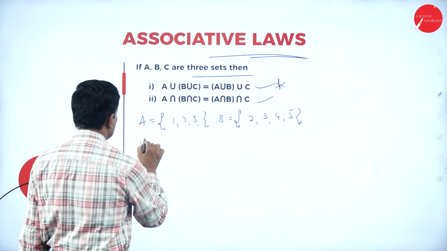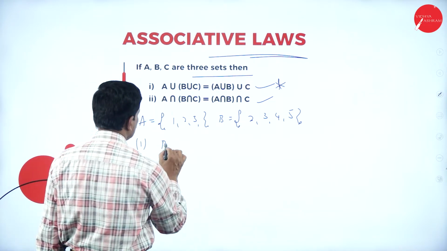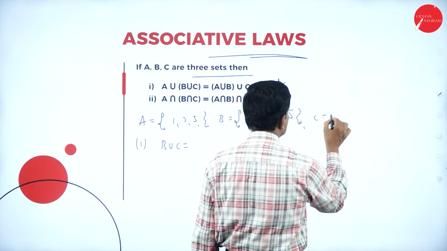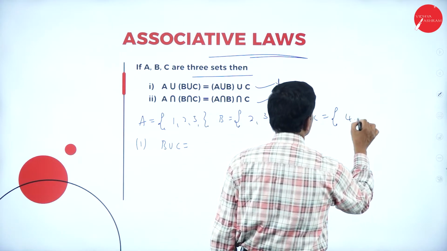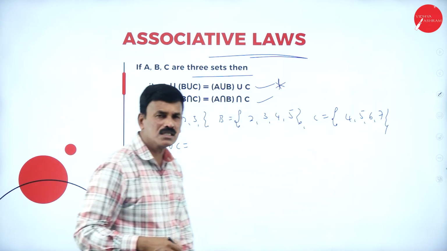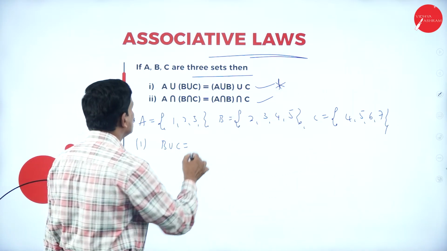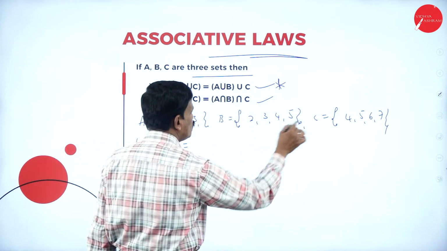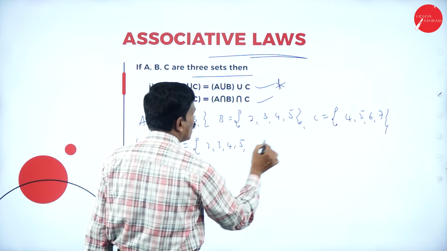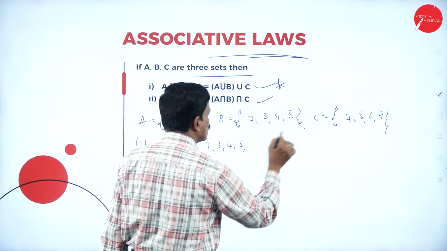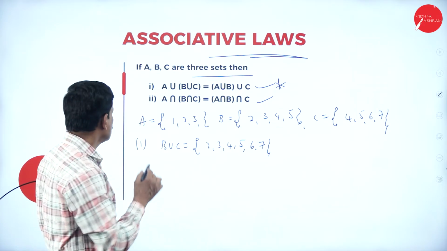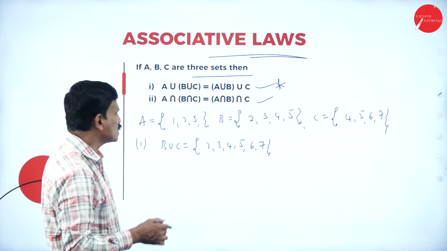First, let us find out B union C. Oh, sorry, one more set I will take. C is equal to {4, 5, 6, 7}. So, these are the three sets. Now, let us write down first B union C. The union of B and C is 2, 3, 4, 5, and 4, 5 already is there, so we can write 6 and 7. So, B union C is {2, 3, 4, 5, 6, 7}.